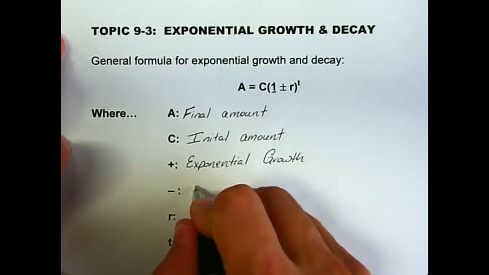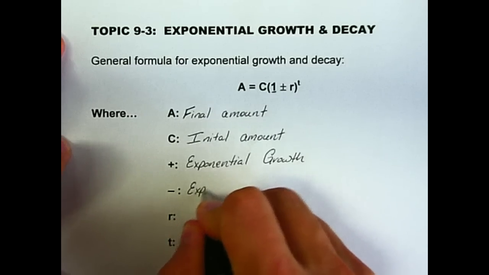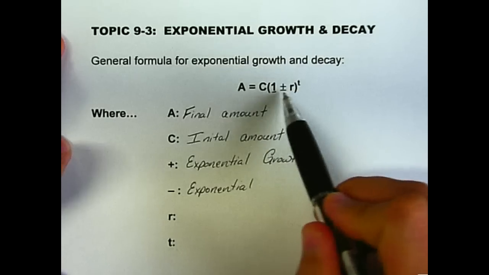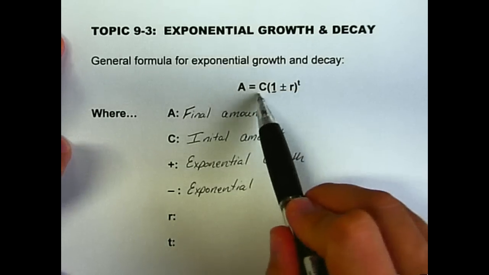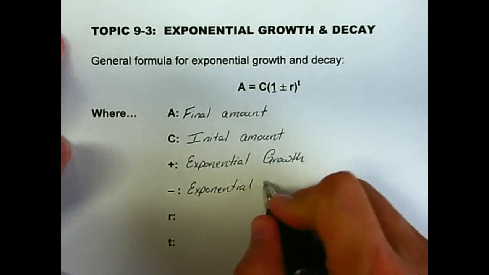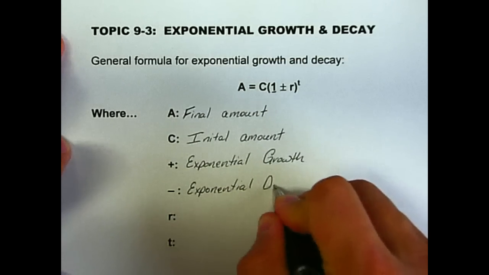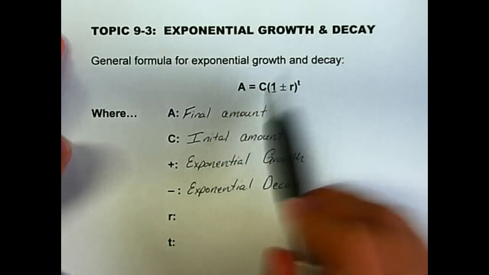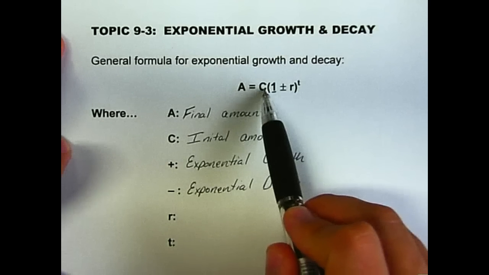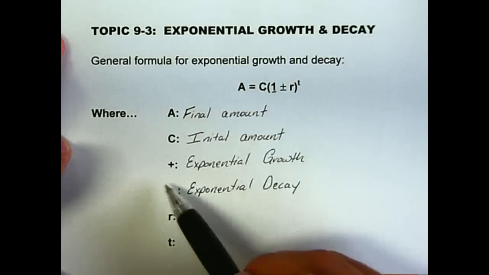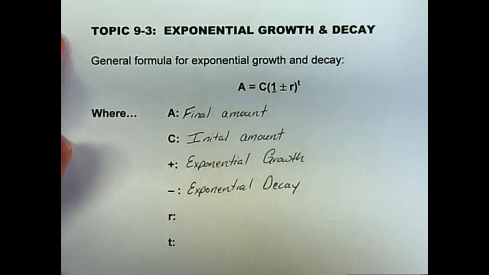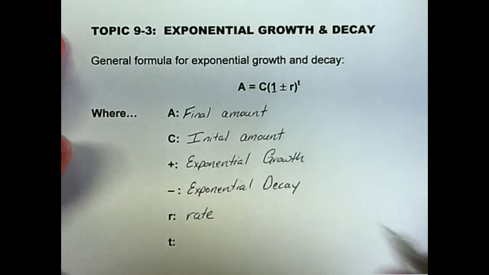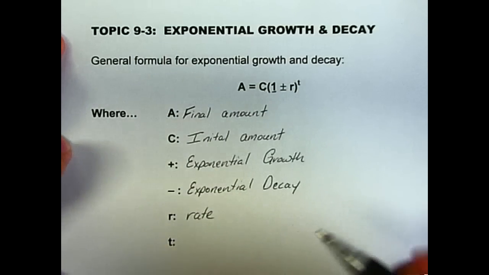Okay? And likewise, the negative sign is going to make this value in here less than 1. So that means that my C value is going to be going through exponential decay. So I'm going to end up with less of what I started with if I'm using the minus sign here. Okay? And R is the rate at which my original amount is growing or decaying.